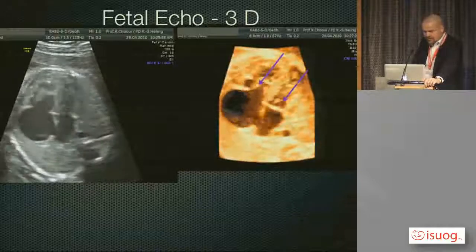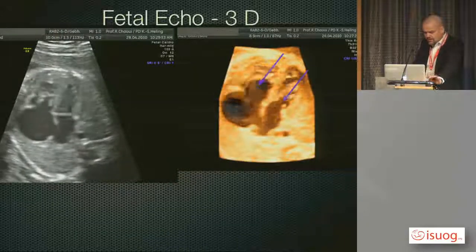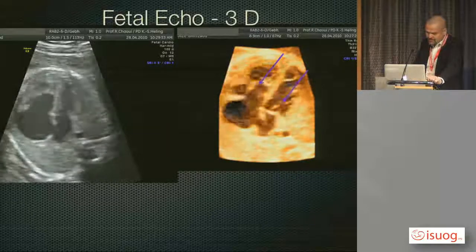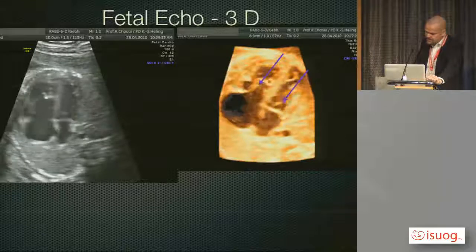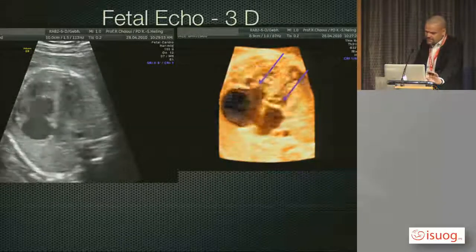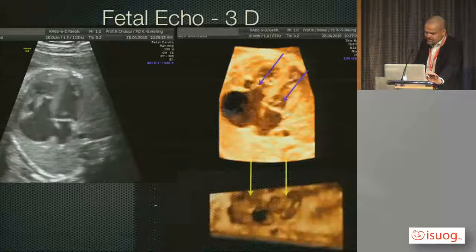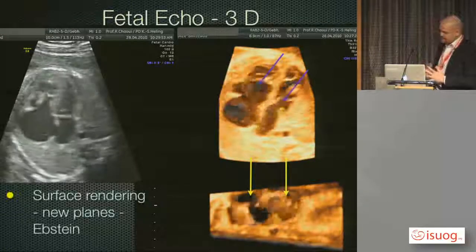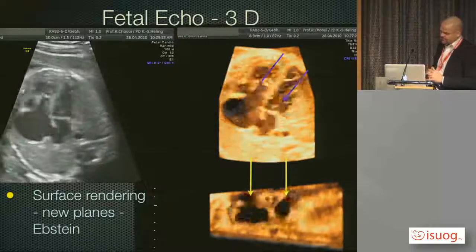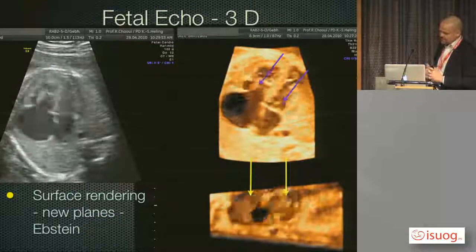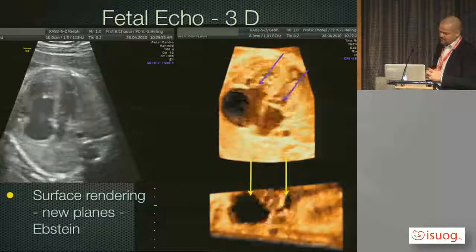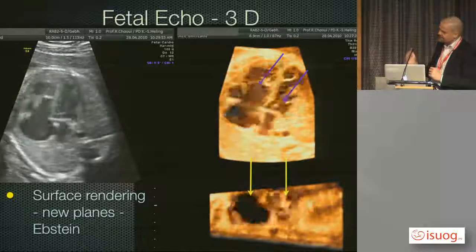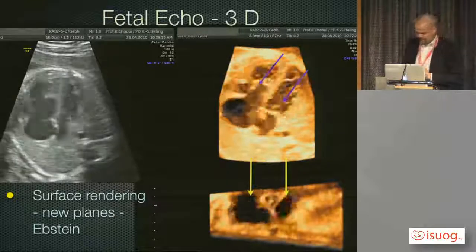The typical 2D video clip, the typical STIC video clip rendered in surface structure, and then I rotate this video clip via the x-axis, and we look from the ventricles at the AV valves, and you see on the left side we have a normal valve with two leaflets, and on the right side there is no AV valve because the tricuspid valve is not in the same plane as the mitral valve.